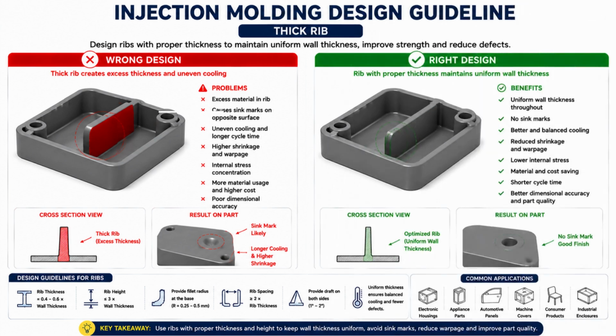11. Thick rib. Thicker ribs are not stronger. An oversized rib causes sink marks and uneven cooling. Keep rib thickness around 50 to 60% of the main wall thickness. So, correct rib thickness gives maximum strength.